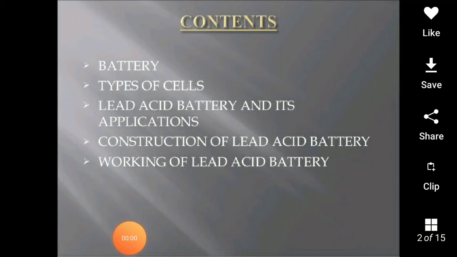Good morning, guys. So today we have the concept of the lead acid battery and its construction, working, and applications. Before that, we'll study regarding the battery and some types of cells.